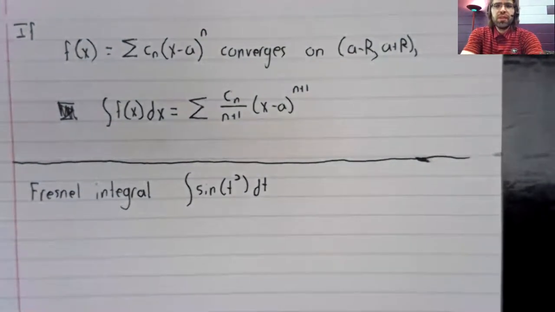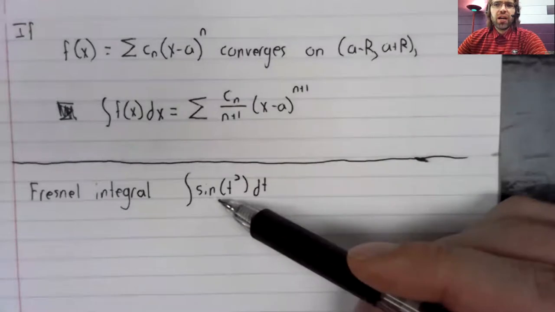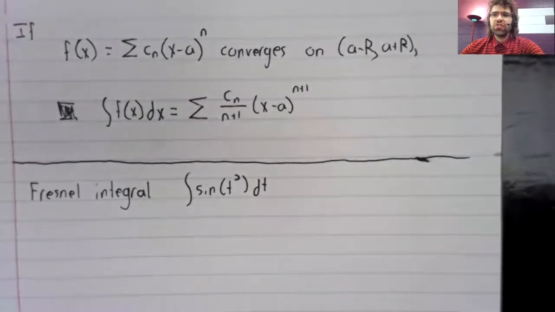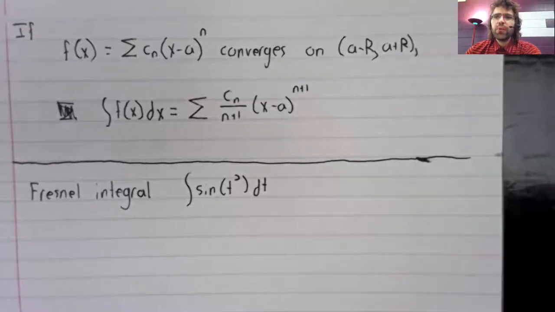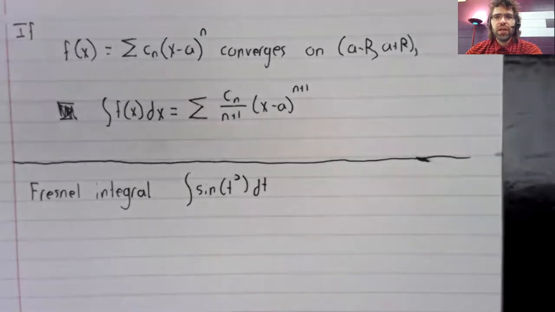This integral appears in optics. It's not some obscure mathematical creation. It appears in applied problems. Unfortunately, the sine of t squared doesn't have an elementary antiderivative. We can't use any of the techniques we learned in this class to take this integral.